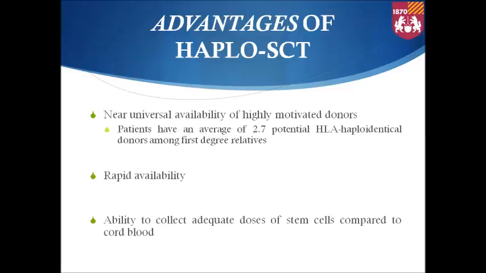The advantages of this approach are the near universal availability of highly motivated donors. We're talking here about family members who really love their patients and want to help them quickly get over their cancer. The demographic data shows that on average, each patient has about 3 potential donors when we consider haplotransplant, compared to the lower numbers when we were talking only about matched siblings. It is rapidly available because these are family members that are highly motivated to donate. And it has the ability to collect adequate doses of stem cells compared to cord blood, which always limits us with the number of cells that we can get.